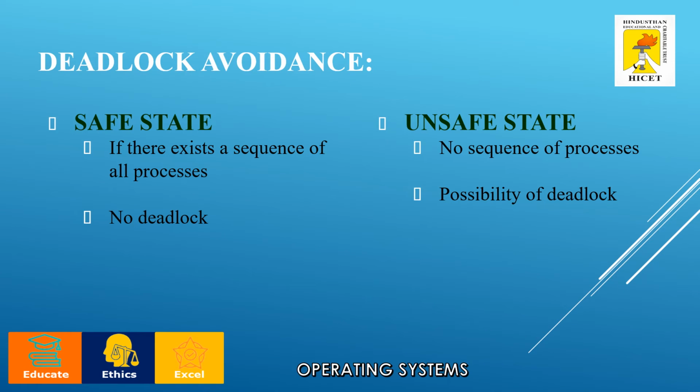Deadlock avoidance. Coming to the safe state and unsafe state, if there exists a sequence of all processes, then the state is said to be a safe state. Then there is no option for a deadlock. If there is no sequence of processes, then it is said to be an unsafe state. There is a possibility of a deadlock.